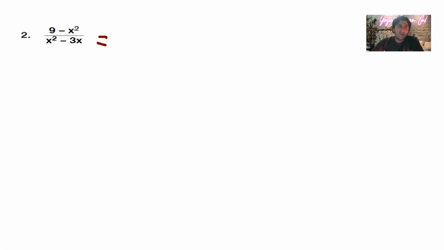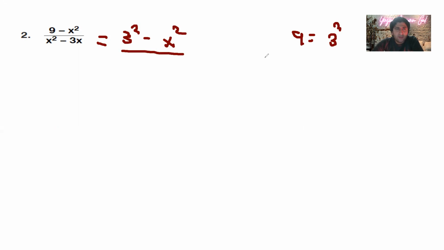Since this is x squared, I will see if I can write 9 also in the form of an exponent. And I do know that 9 equals 3 to the power of 2. Then instead of 9, I'm going to say 3 to the power of 2 minus x to the power of 2, divided by, at the bottom, what do I have?